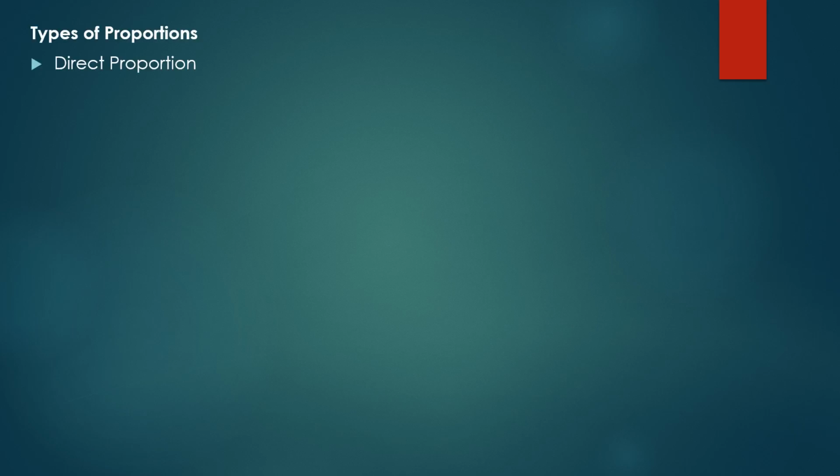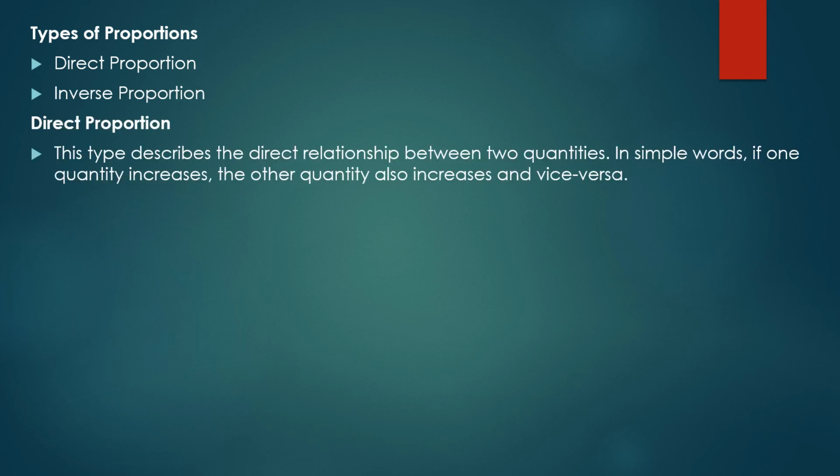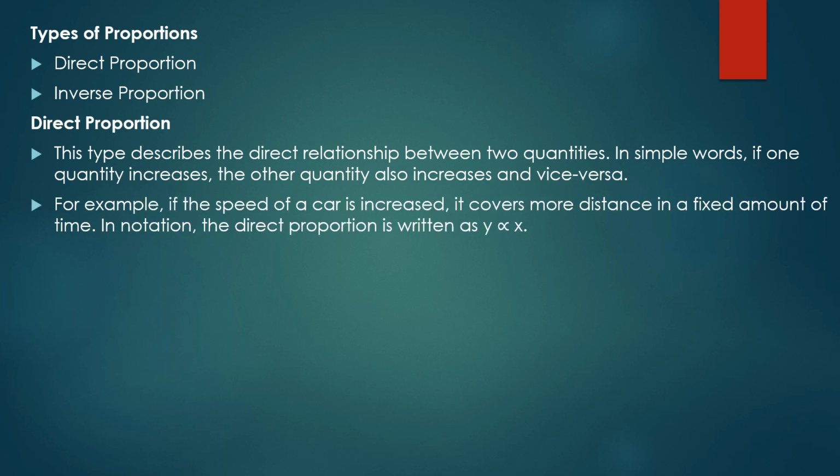Types of proportions: direct proportion and inverse proportion. Direct proportion describes the direct relationship between two quantities. In simple words, if one quantity increases, the other quantity also increases, and if one quantity decreases, the other quantity also decreases. The example is speed and distance covered. When your speed increases, distance covered also increases in a given time. There is a direct proportion between speed and distance. Speed is directly proportional to distance.